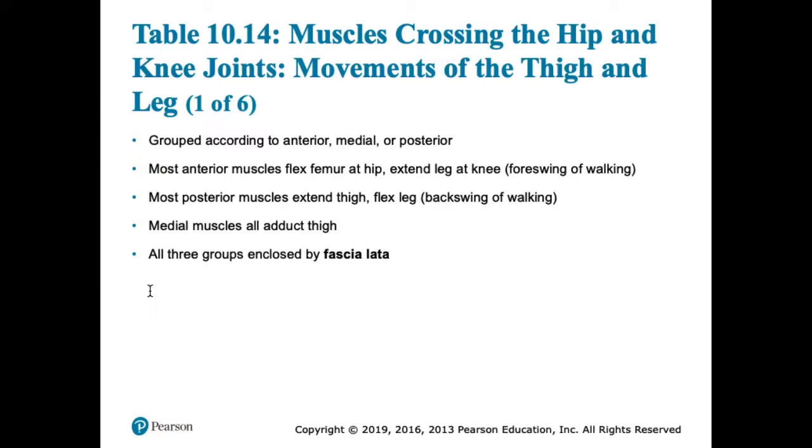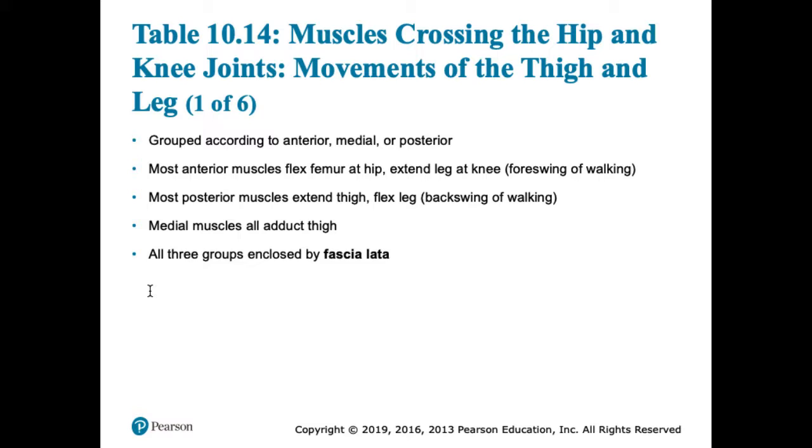Moving on to the hip and knee joints, the movements of the thigh and leg. They are grouped according to anterior, medial, or posterior. Most anterior muscles flex the femur at the hip and extend the leg at the knee. That's the forward swing in walking. And most posterior muscles extend the hip, so flex the leg. That's the backswing of walking. So the medial muscles all adduct the thigh.